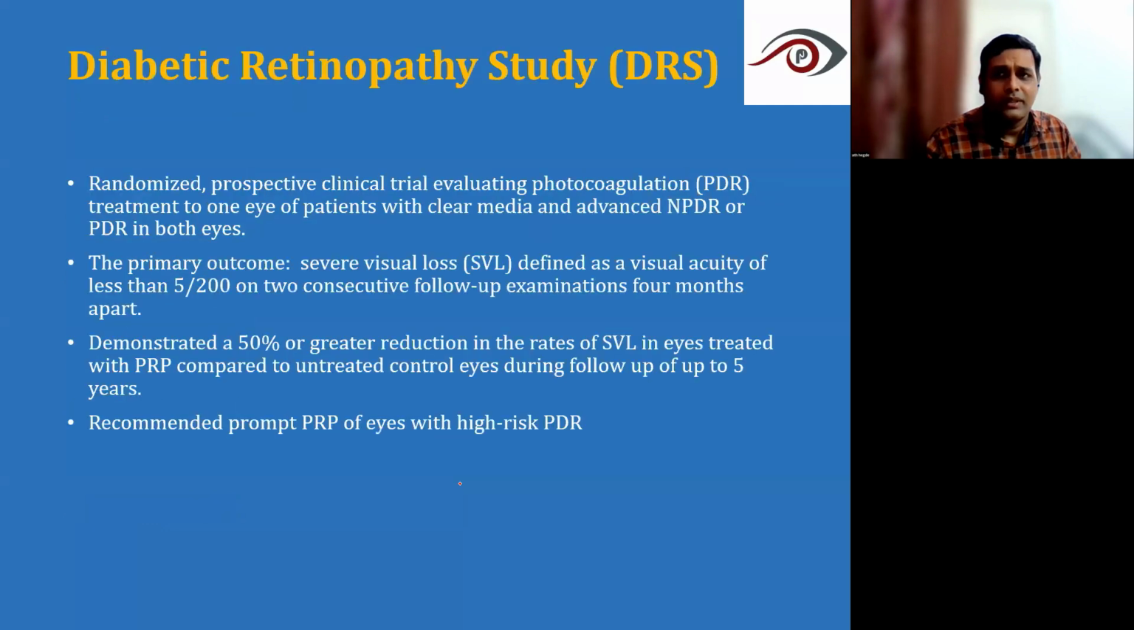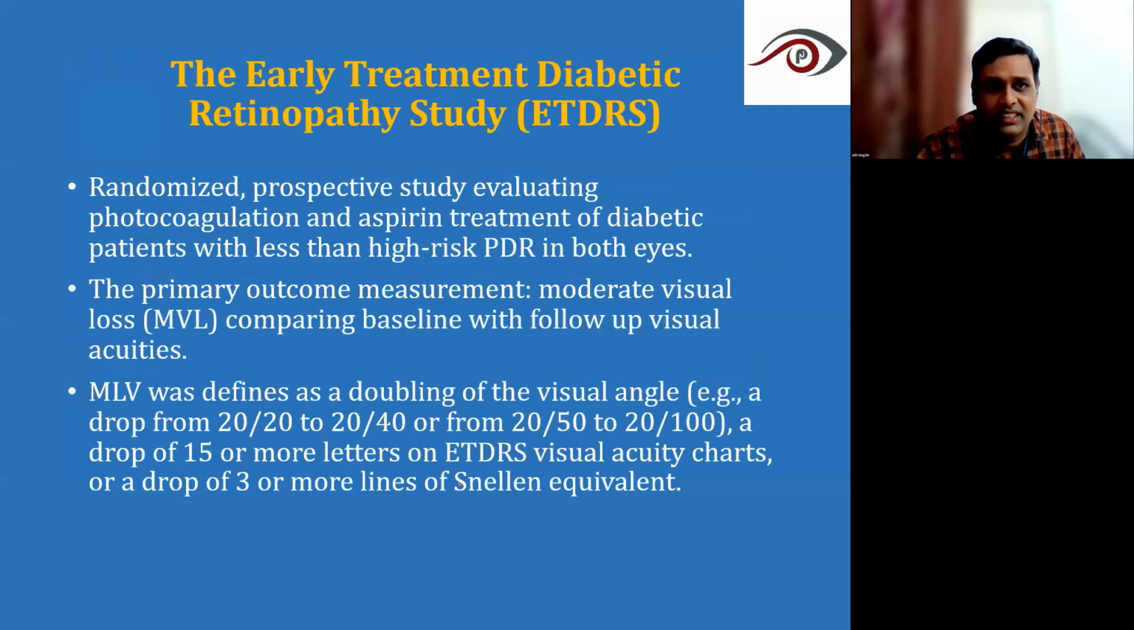So let me go through them. It's a randomized prospective clinical trial where they did photocoagulation to one eye, with clear media and advanced NPDR or PDR in both eyes. Their primary outcome was to see how much severe vision loss occurred, defined as less than 5/200. They demonstrated a 50% or greater reduction in the rate of severe vision loss in eyes that received PRP compared to untreated control eyes. So they recommended prompt PRP for eyes with very high risk PDR.